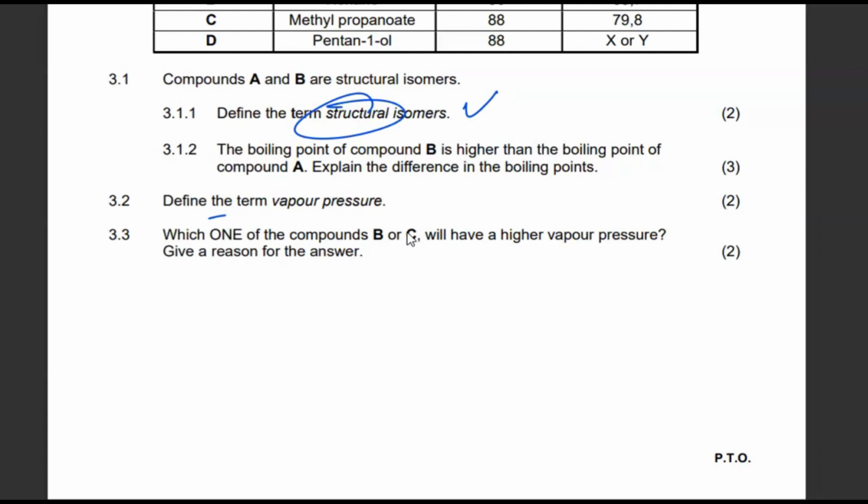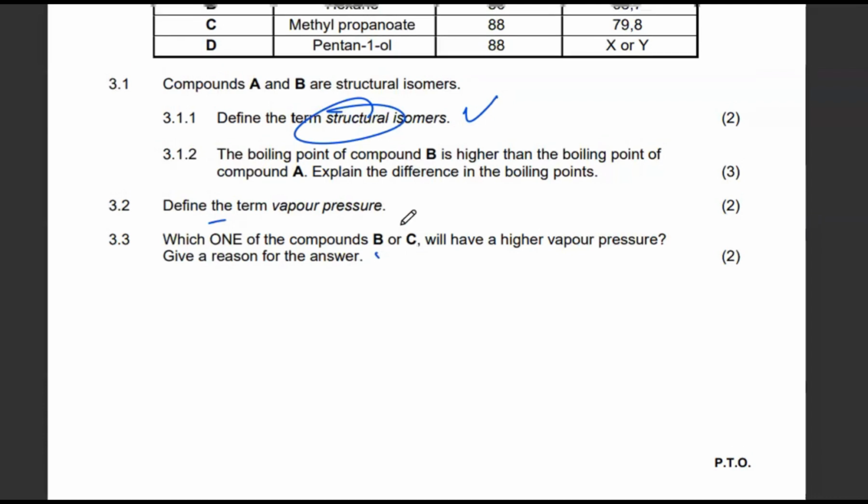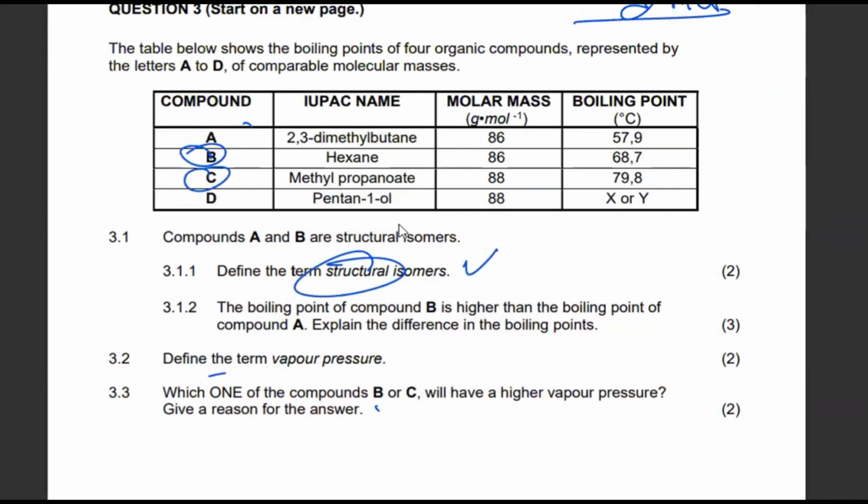Which one of the compounds B or C will have a higher vapor pressure, and give a reason for your answer. So the higher vapor pressure will be, look at it, B or C. If you look at the boiling point, automatically the one which has the lower boiling point will have a higher vapor pressure. So the answer is B.